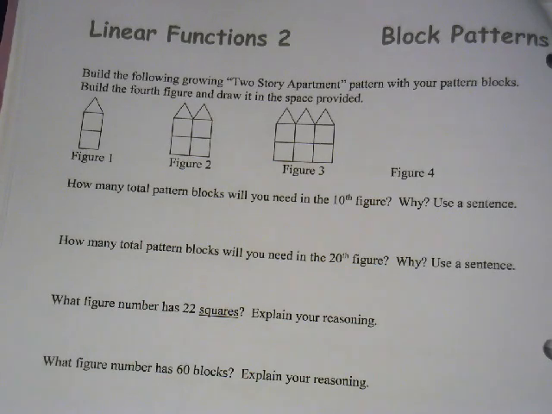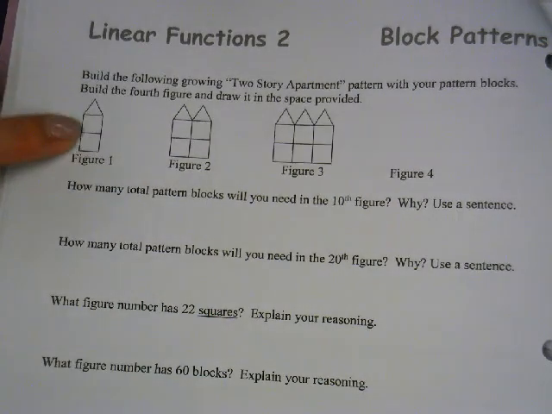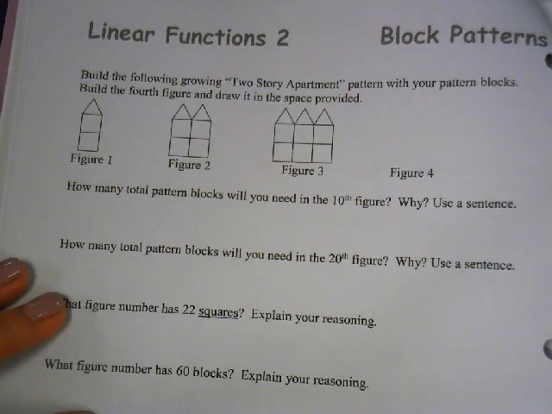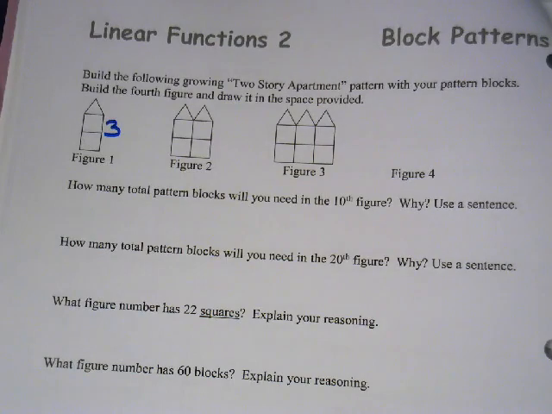So we're going to do page 4 together-ish. Okay. I don't have pattern blocks for you, so we're going to look here. It's like an apartment, a 2-story apartment. How many total blocks in figure 1? 3. So let's write a 3 there. 2 squares and a triangle, 3 blocks.